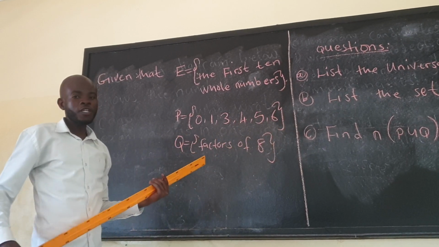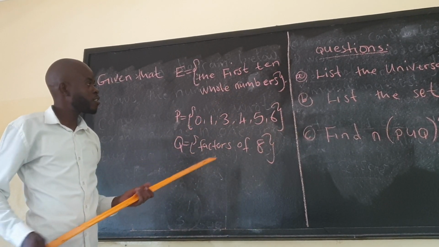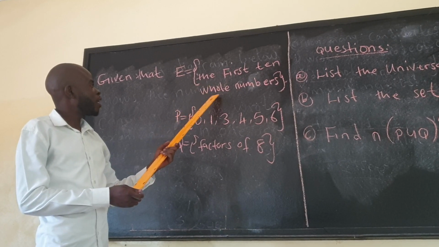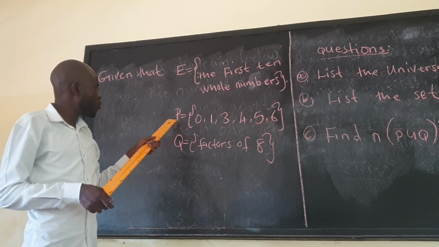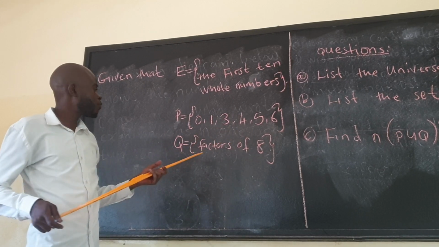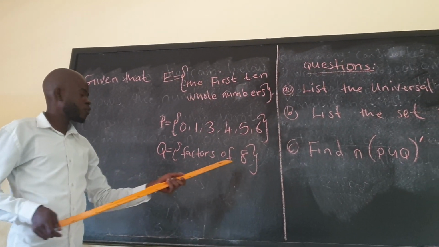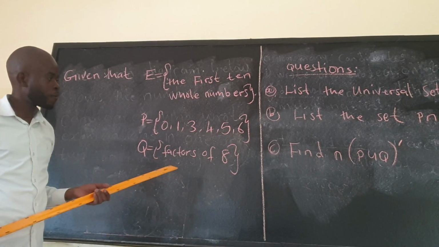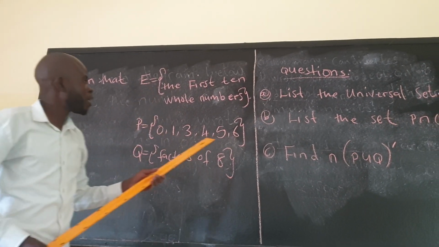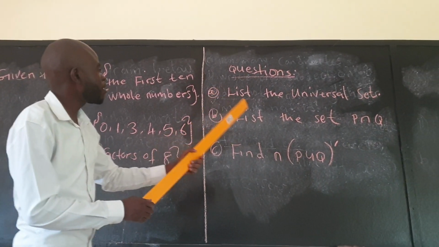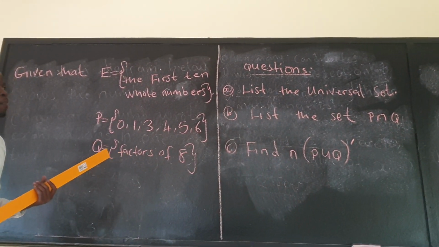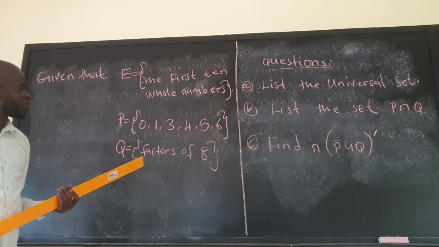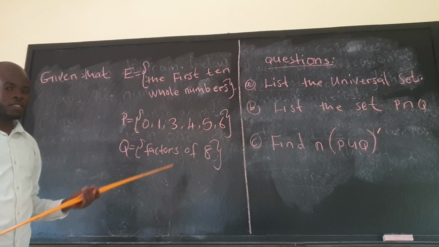So it is very important before the questions for us to understand what whole numbers are. And for Q, they are saying factors of 8. What are factors? Begin from there. The first question is saying list the universal set. So how can you list the universal set if you do not know what whole numbers are?